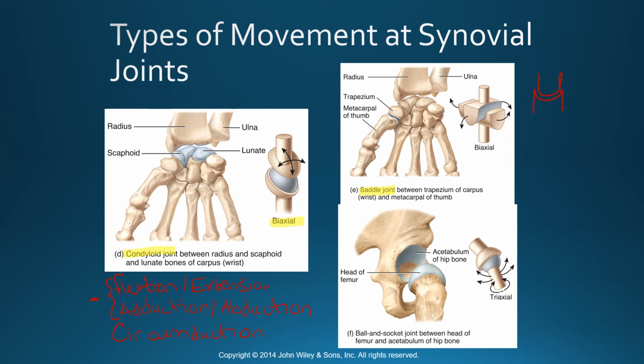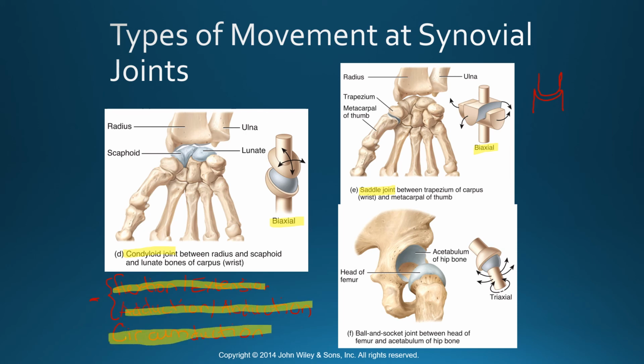So the movements at a saddle joint are the same as those at a condyloid joint. So these are going to be biaxial. Remember, allowing for flexion and extension, adduction, abduction, and then limited circumduction. An example of a saddle joint is the carpometacarpal joint between the trapezium of the carpus and the metacarpal of the thumb. So that would be a saddle joint right there.